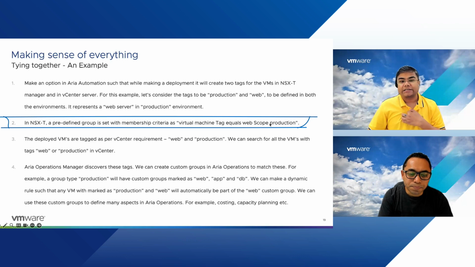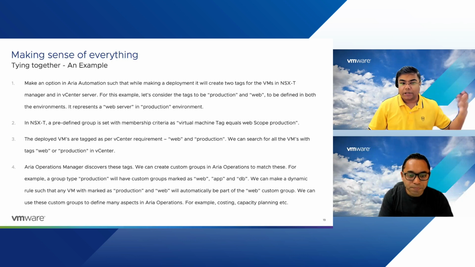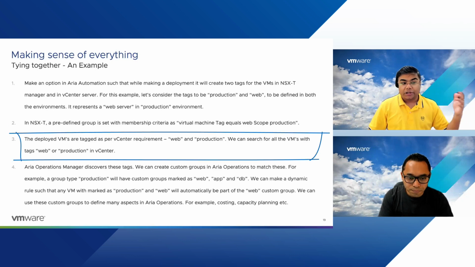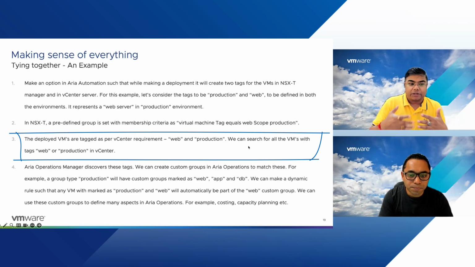So in Aria Automation, I say the VM tag is production and web, and in NSX-T, we have predefined values of scope is production and value is web. So the deployed VM in vCenter Server has the requirement web and production. We can search for all the VMs with the tags web or production in the vCenter Server, right?